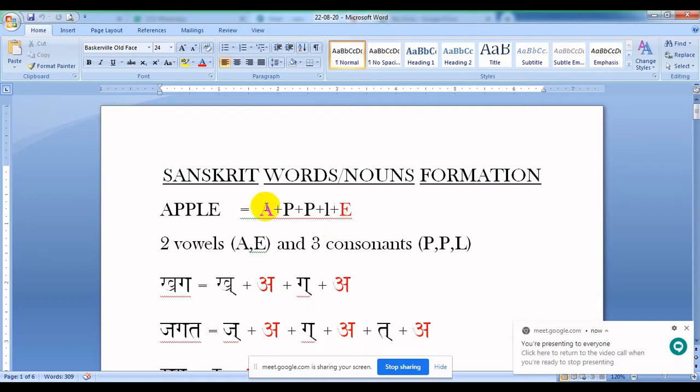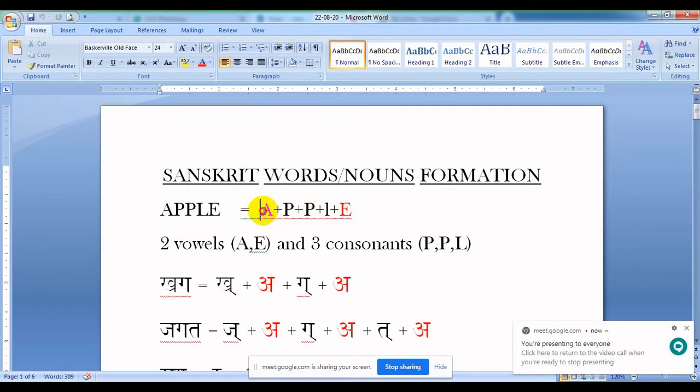Now here you can check, the title is given, Sanskrit words, nouns formation. As I was saying, here one example is taken, apple. We know in apple there are five different alphabets, A, P, P, L, E. So how many vowels are there?